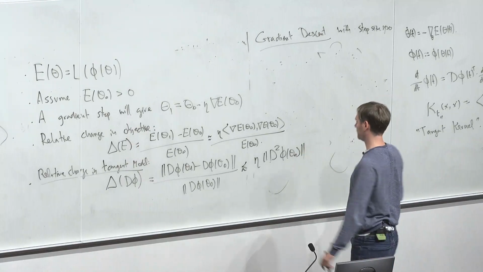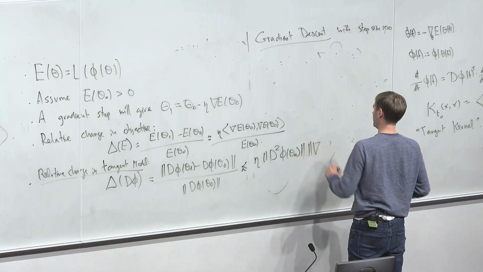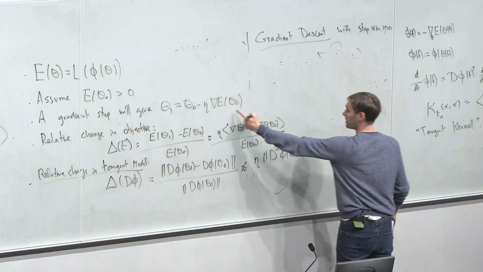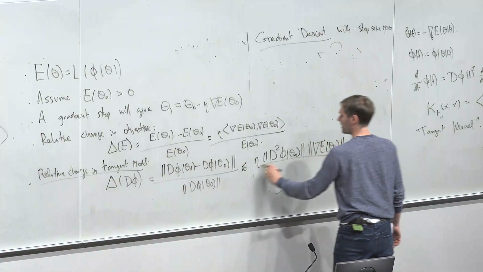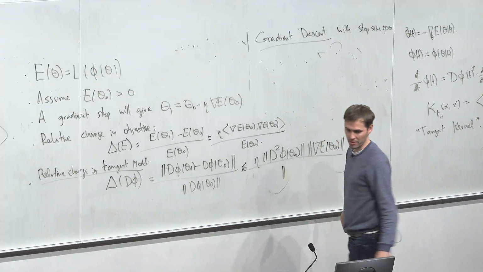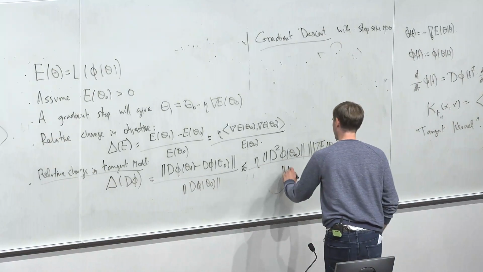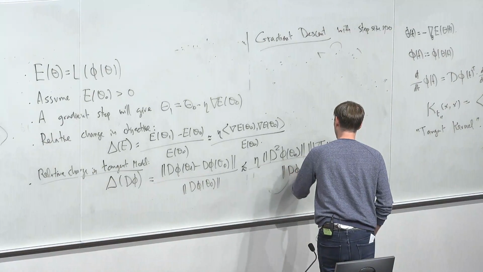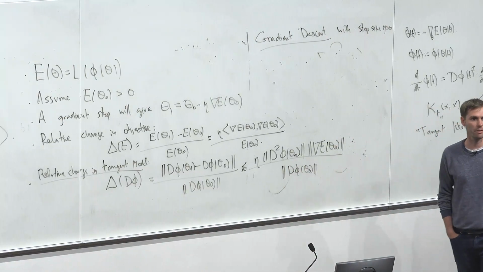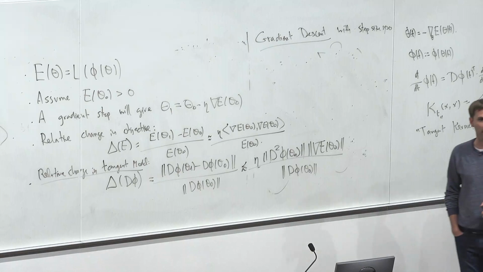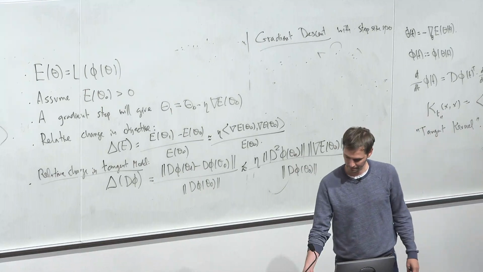times the difference that I do, the gradient of the loss at theta 0, divided by the original quantity, right? Okay, so there's really nothing complicated here. I'm just doing the Taylor development.